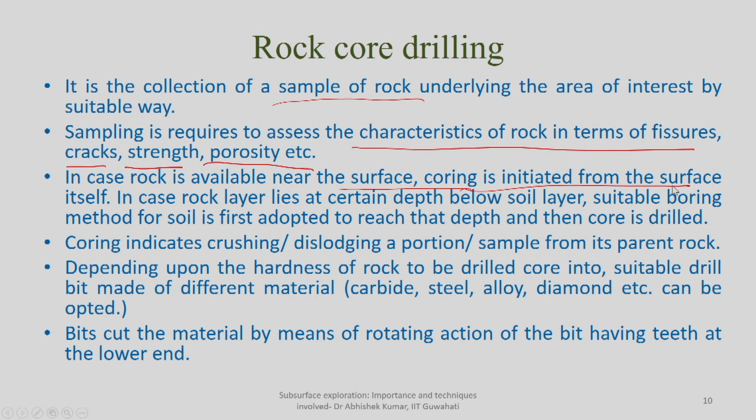In case rock is available near the surface, coring is initiated from the surface. So if outcrop is available or some big boulder is there, you can start the coring from the surface itself. Coring means some suitable way by which you are able to collect the sample of that particular rock. If it is available from the surface, you can start from the surface itself.